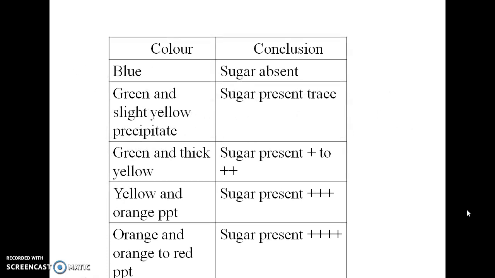If the color is retained blue, then we can say that the sugar is absent. If the solution is green and has a slight yellow precipitate, then trace amounts of sugar are present. Green solution and thick yellow precipitate indicates sugar present from 1 plus to 2 plus gradation. Yellow color with orange precipitate, the sugar content is 3 plus. Orange color of the solution and orange to red precipitate, the sugar present is 4 plus.